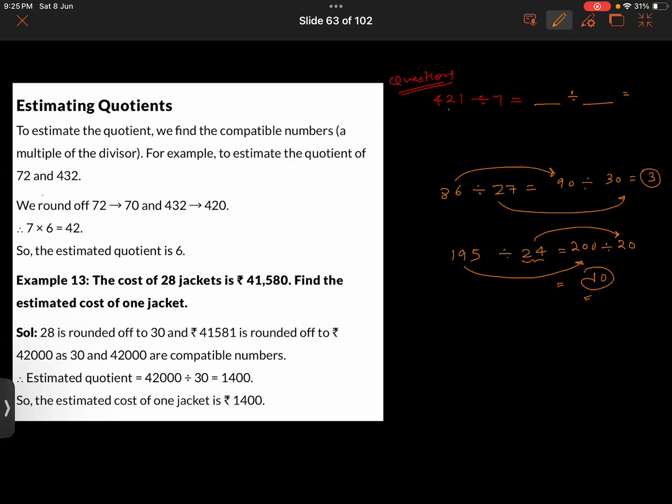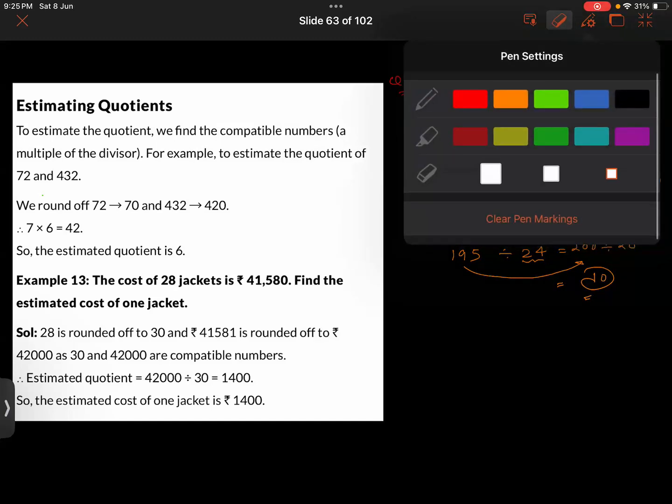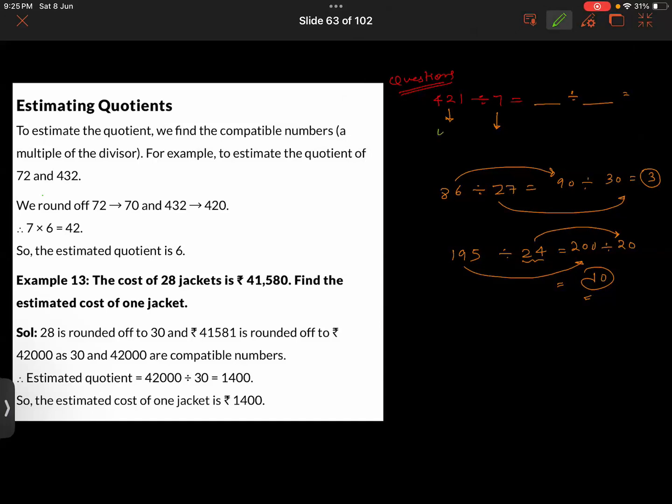So 421 will be rounded down to 400. 7 will be rounded up to 10. But here there's a special case in this number. If we were to do that, our answer will vary a lot. 421 we rounded off to 400, 7 will be rounded up to 10. 400 divided by 10 gives you 40. But in the actual division, 421 divided by 7, we know that 7 sixes are 42. So that is 0. Bring this 1 down over here, so you will place a 0 over here. Getting it?